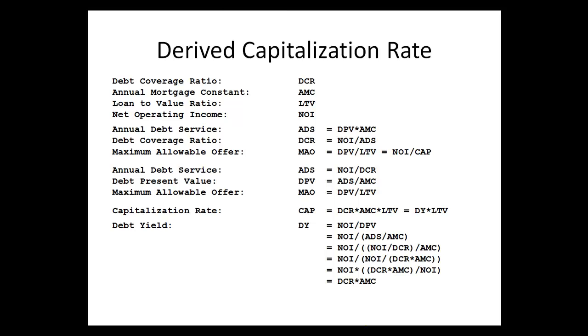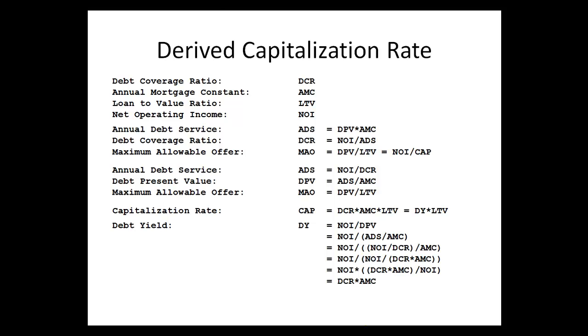Derived capitalization rate. We start with 3 important numbers: the debt coverage ratio, the annual mortgage constant, and the loan-to-value ratio. Annual debt service is debt present value times annual mortgage constant. Debt coverage ratio is net operating income divided by annual debt service. Maximum allowable offer, or the value of the property, is the debt present value divided by the loan-to-value ratio, and that is equal to the net operating income divided by the capitalization rate.